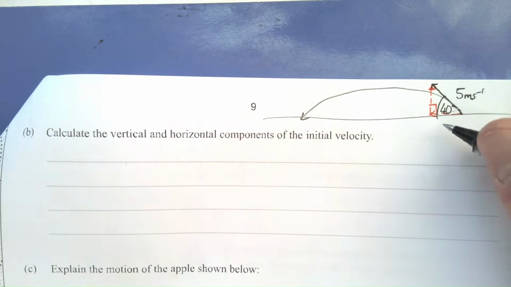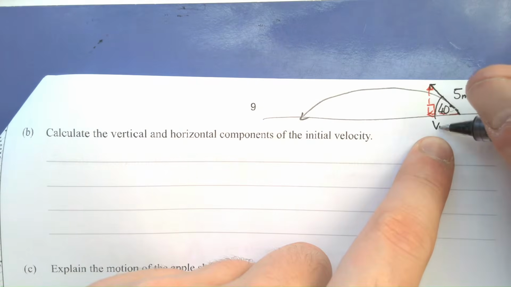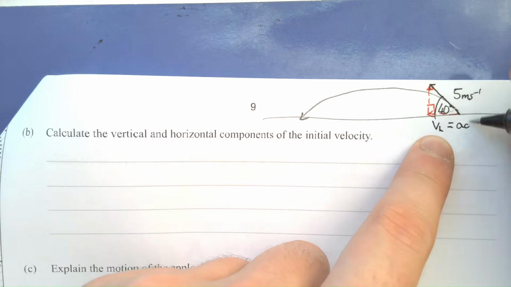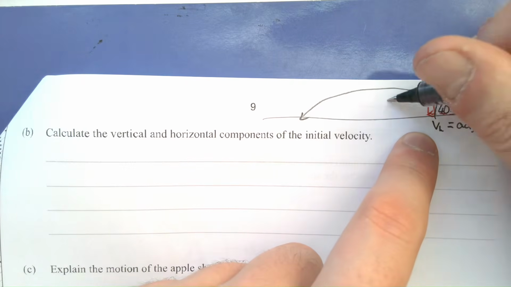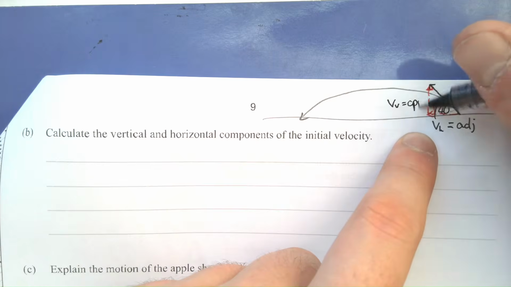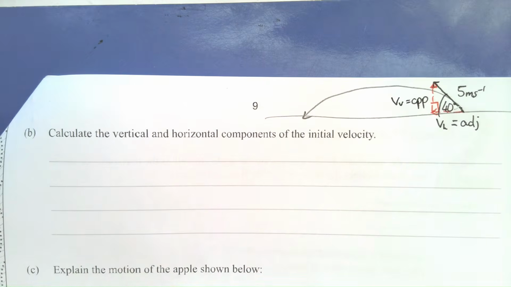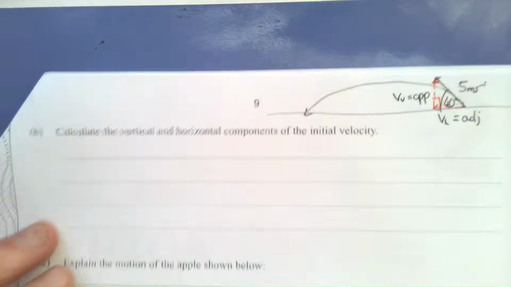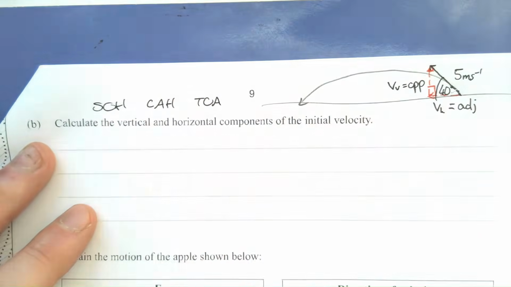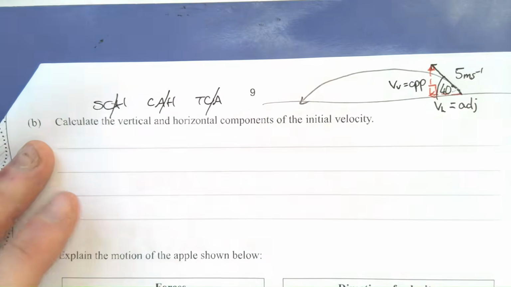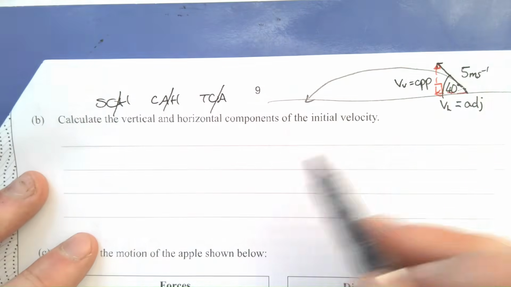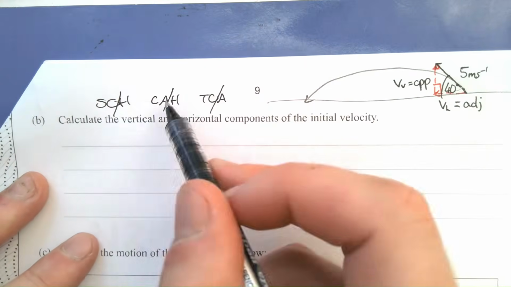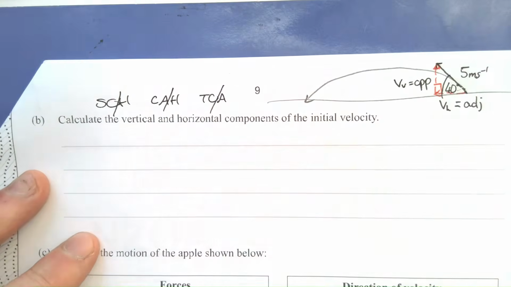My angle is here, so this side, my horizontal velocity, is the adjacent. Therefore, my vertical velocity is the opposite side to the angle. And so I'm going to use SOHCAHTOA. If it's useful to you, you can write down SOHCAHTOA. And remember that it's opposite over hypotenuse, adjacent over hypotenuse, opposite over adjacent. So, because I want to work out both the opposite and the adjacent, I'm going to have to use both of these sine and cosine equations.